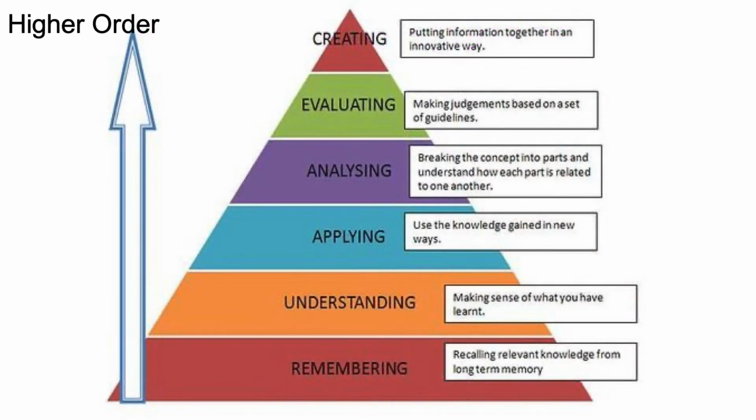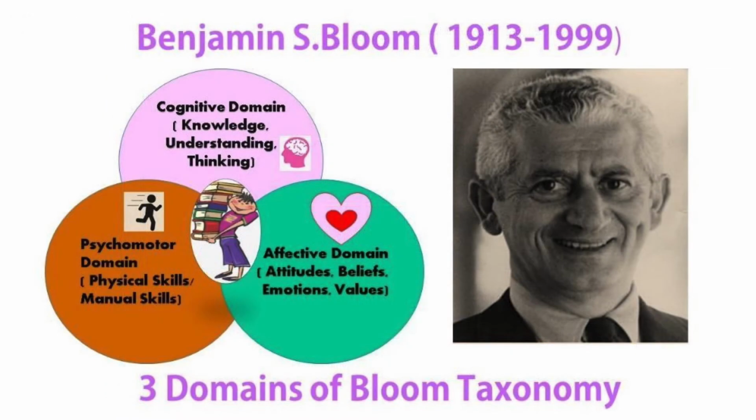It is structured in a pyramid shape, starting from lower order skills to higher order skills. It was introduced in 1956 by Benjamin Bloom and revised in 2001. Under these three domains, there are subskills. Under the cognitive domain come knowledge, understanding, and thinking. Under the affective domain come attitude, beliefs, emotions, and values. Under the psychomotor domain come physical skills and manual skills.